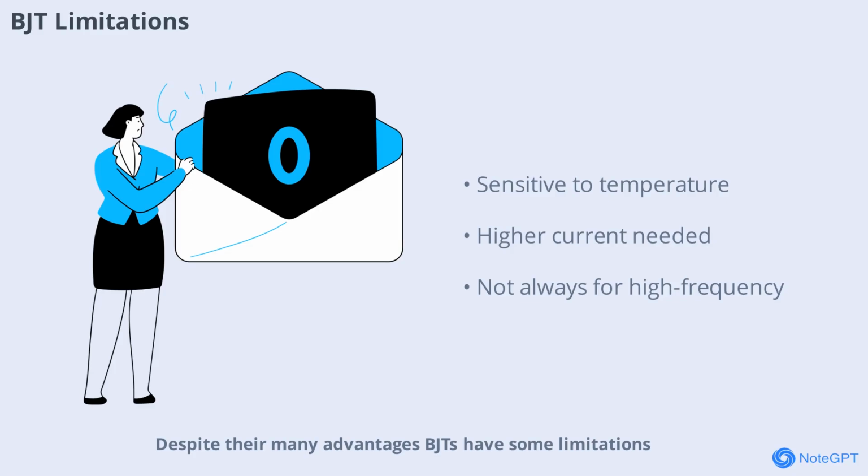Despite their many advantages, BJTs have some limitations. They can be sensitive to temperature changes, require more current to operate compared to FETs, and may not be suitable for all high-frequency applications. Understanding these limitations helps in selecting the right component for your circuit.